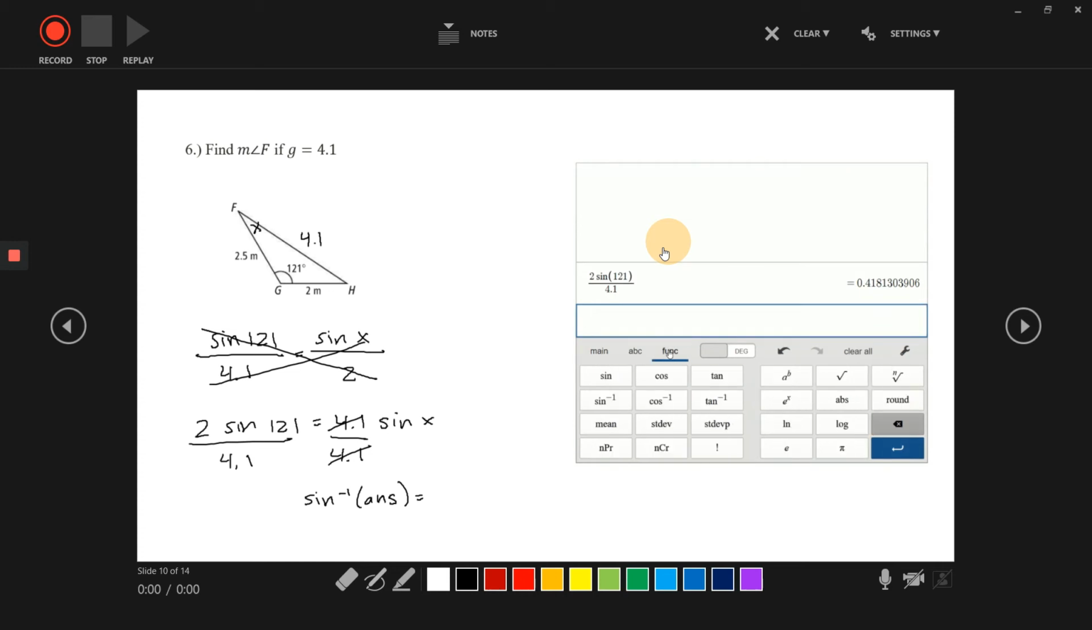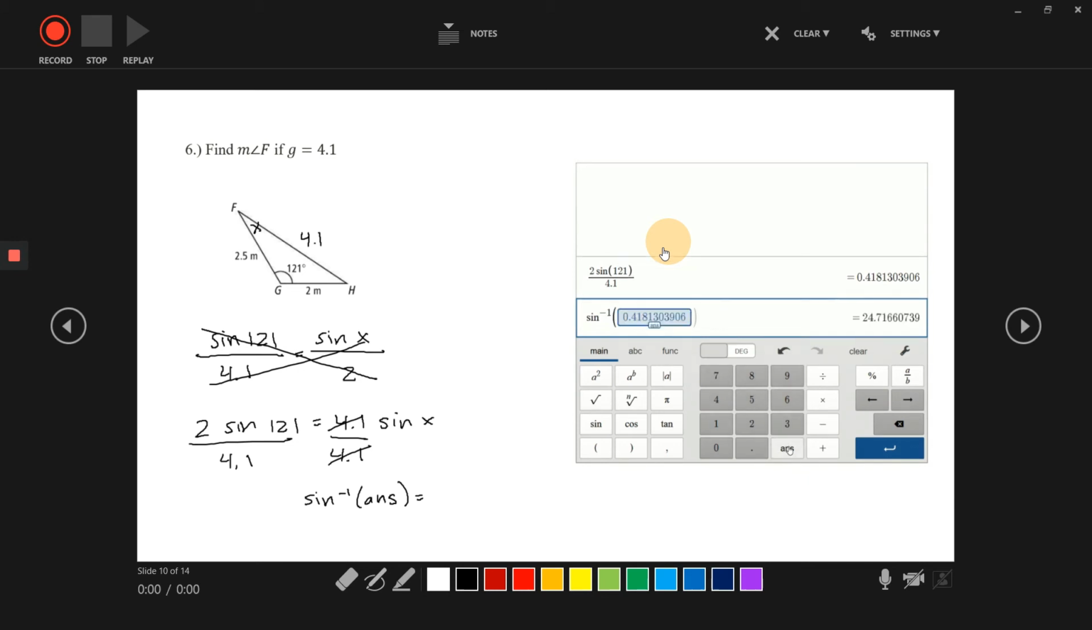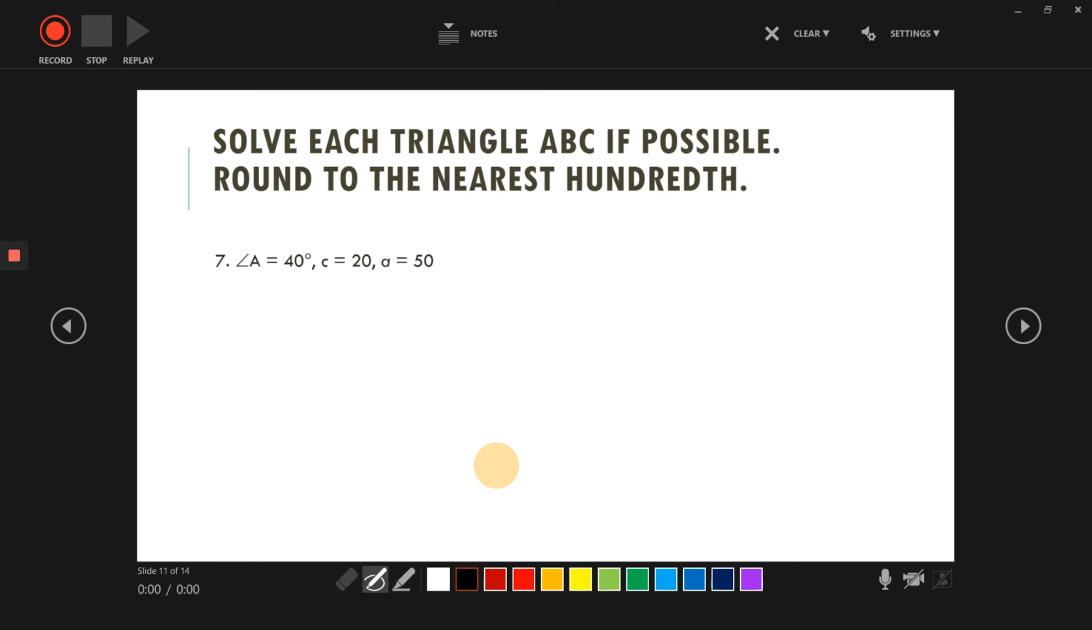So to get it out of the sine, I'm going to go in here and do the sine inverse of the answer. And there we go. Okay, so it is 24.7 degrees. Okay, solve each triangle ABC if possible, round to the nearest hundredth. So solve the triangle means you have to find everything that's missing. Okay, so if you see solve the triangle, it means find all missing values.